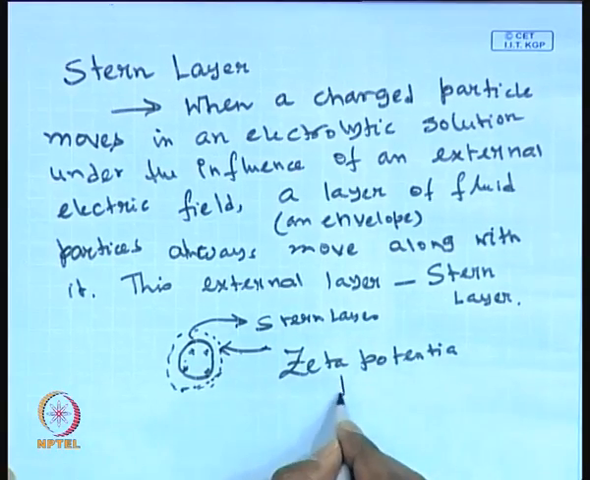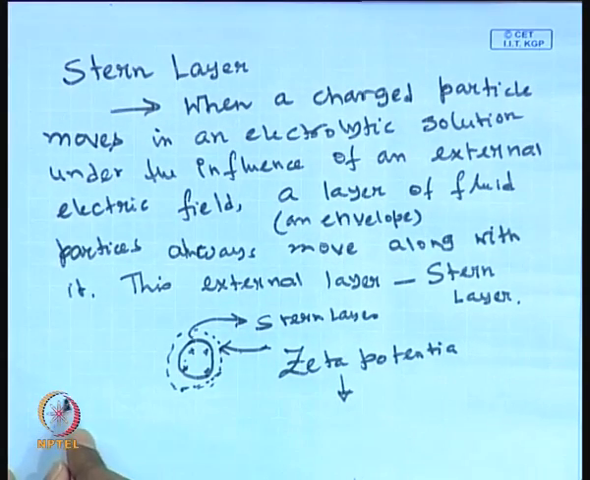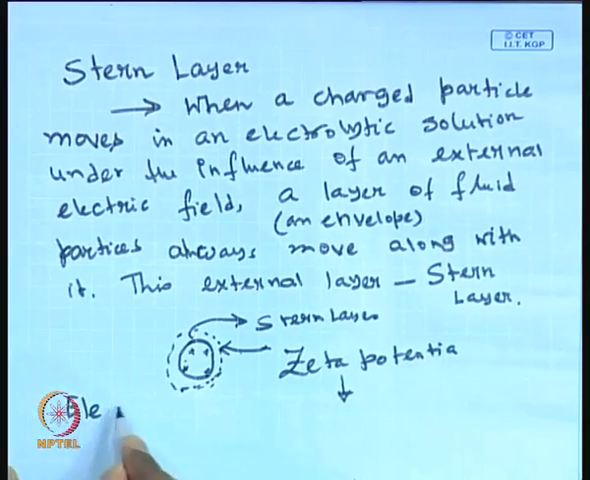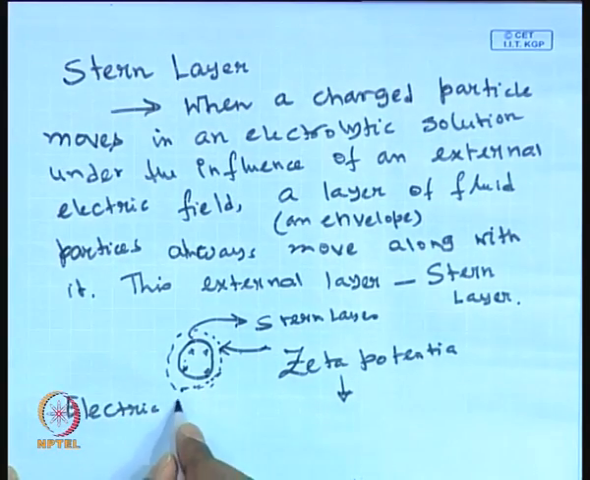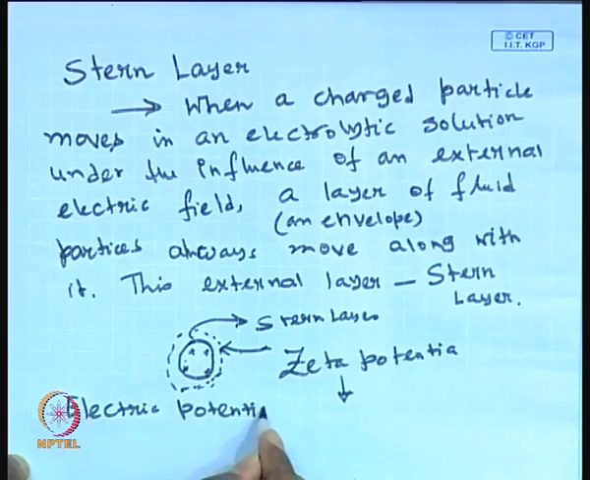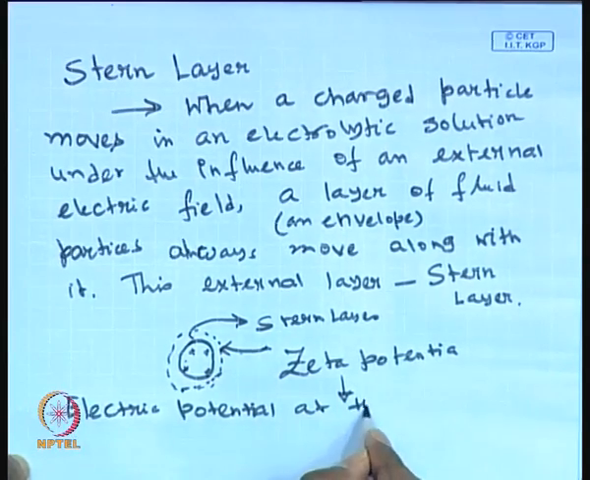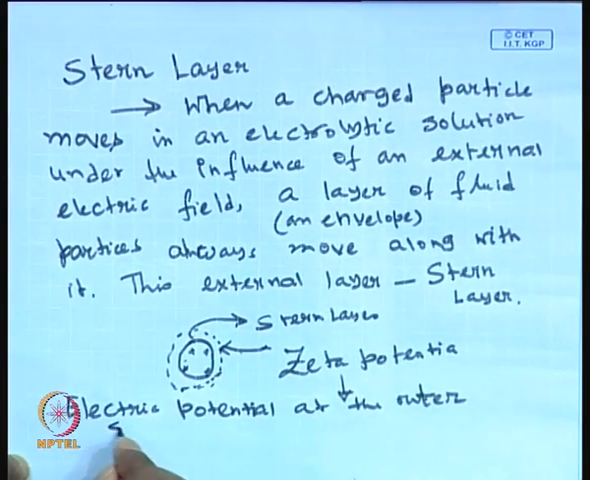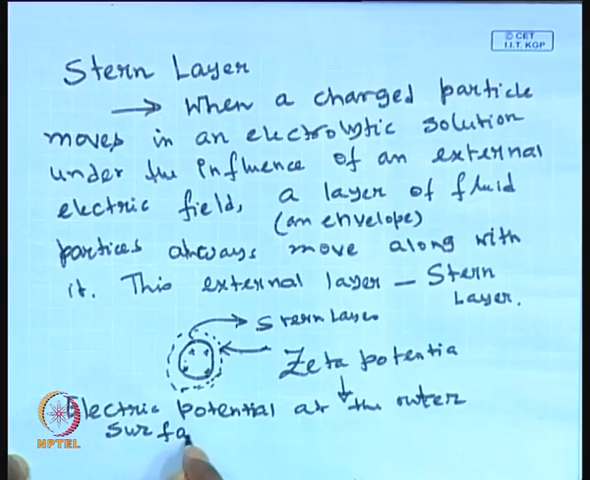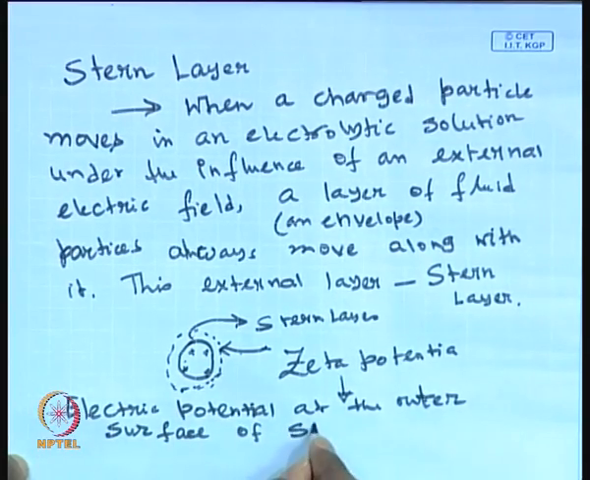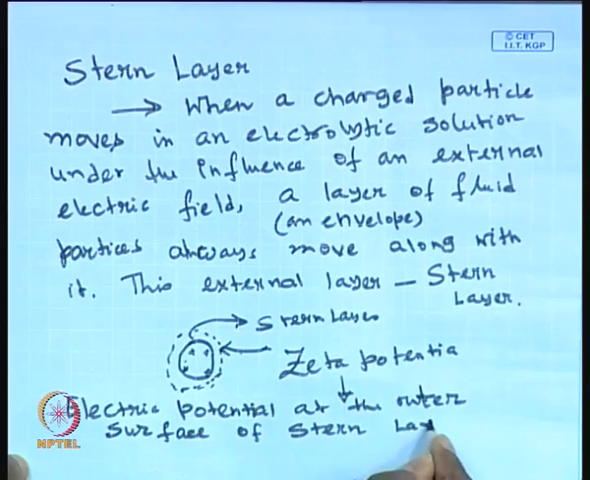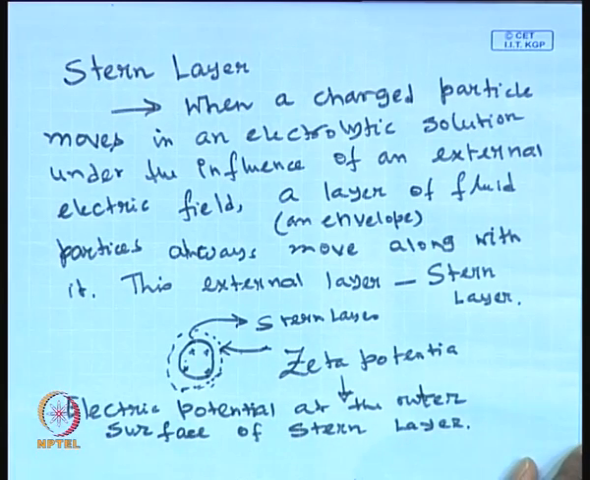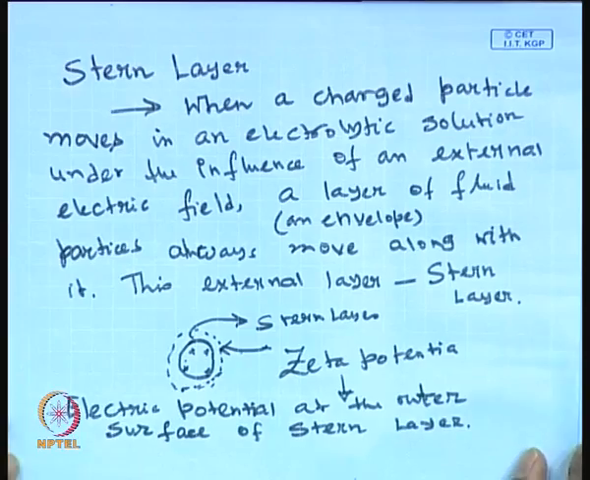So, the definition of zeta potential is the electric potential at the outer surface of the Stern layer. So, measurement of electrophoretic mobility will give you an idea of zeta potential, right.